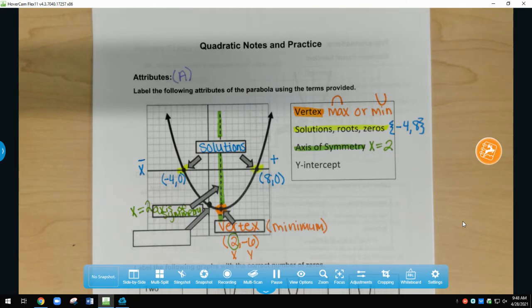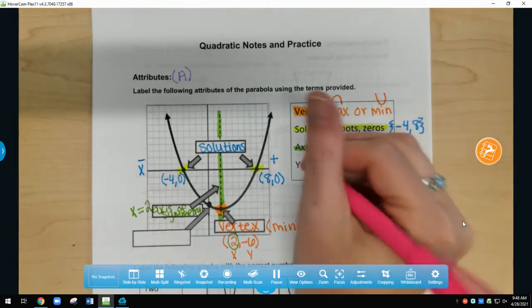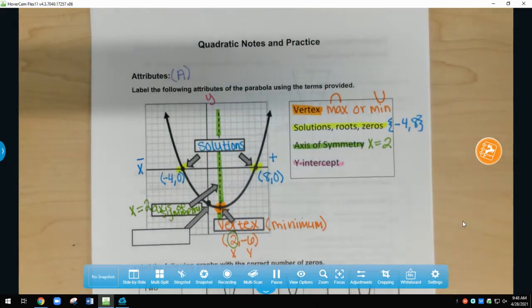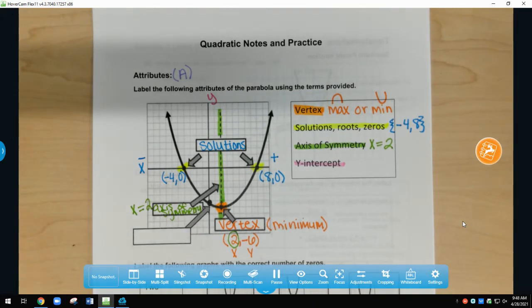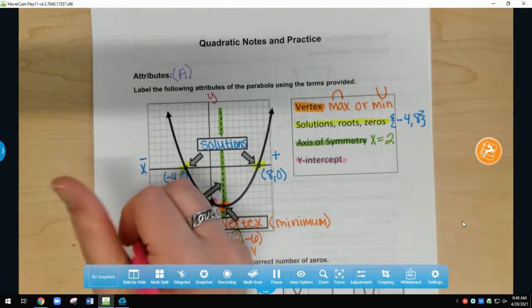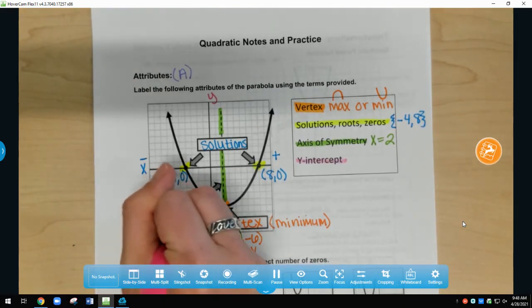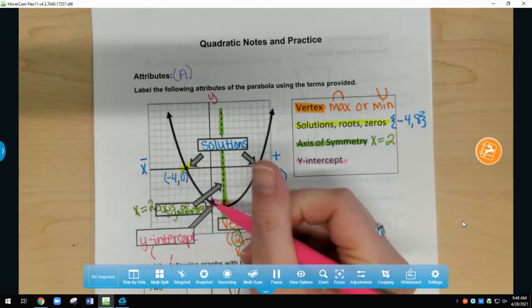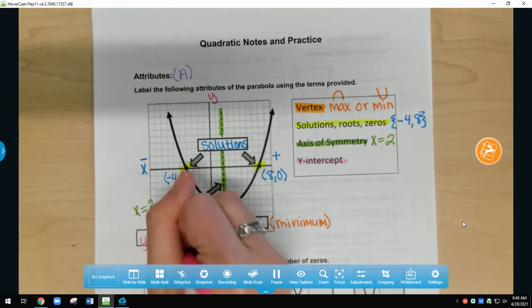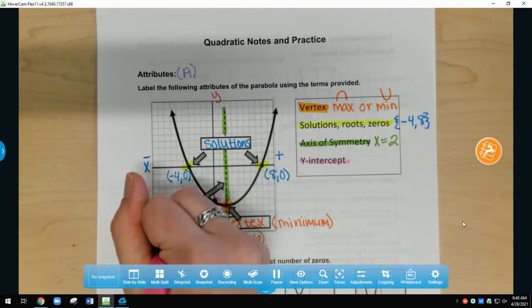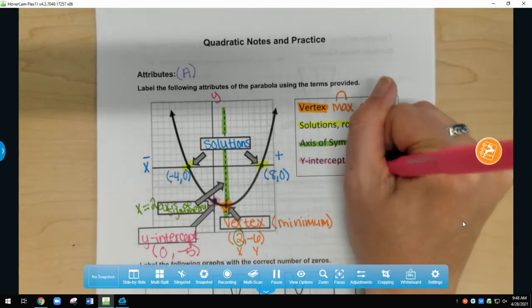Okay, the last one is our y-intercept. For the y-intercept, it's exactly what it sounds like. You're looking at the y-axis, and you're looking to see where the graph crosses the y-axis. So it crosses right here at that point. So that's our y-intercept. Remember, the y-intercept, that is the y value. So that's negative 5, so that's going to be the second one. It's not moving left and right, so it's 0, negative 5.